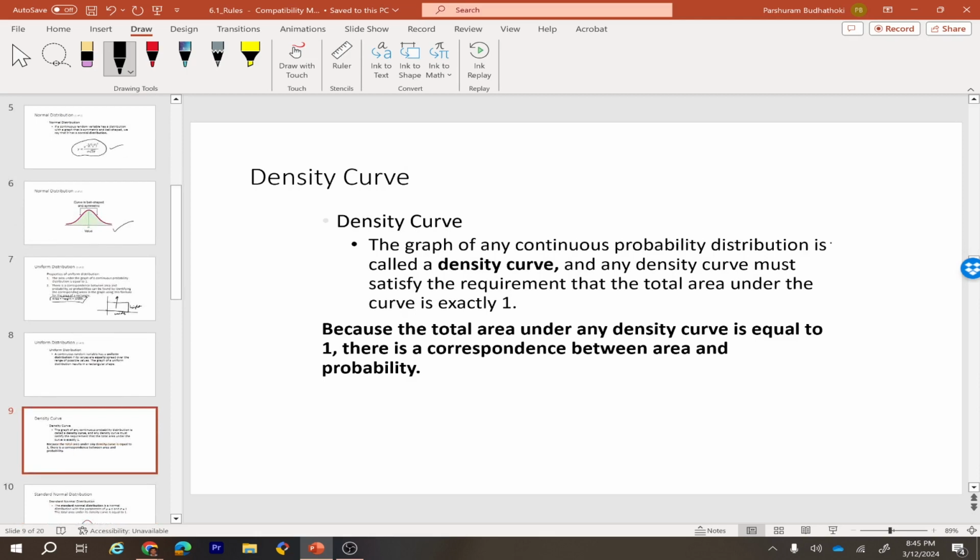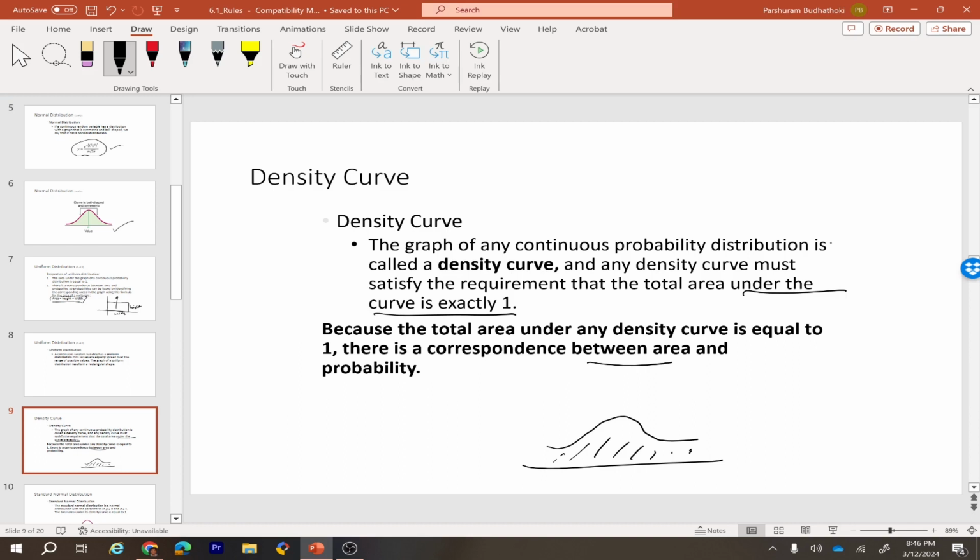Density curve: the graph of any continuous probability distribution, whatever graph we get, is called a density curve. The area under the density curve is always exactly 1. Because the area under the density curve is exactly 1, and we know that total probability is also 1, there is a correspondence between the area under the curve and probability. For example, for the standard normal distribution, the area under the curve is 1, and total probability is also 1.